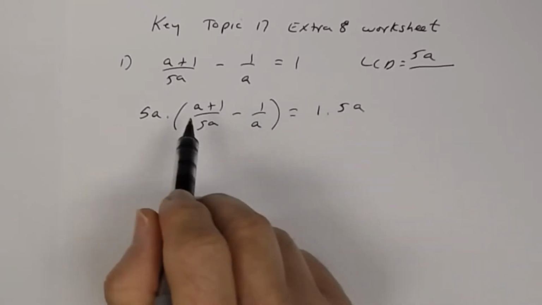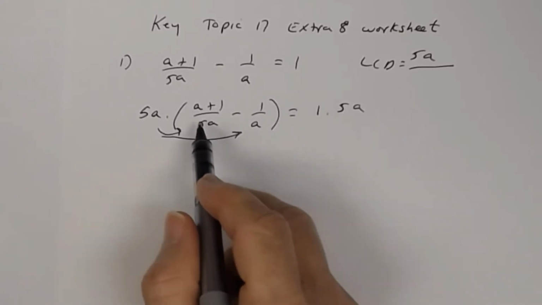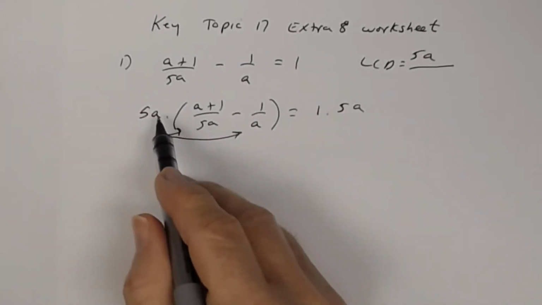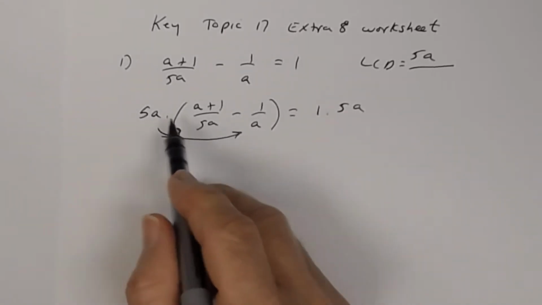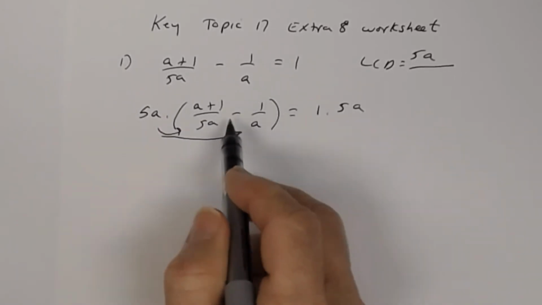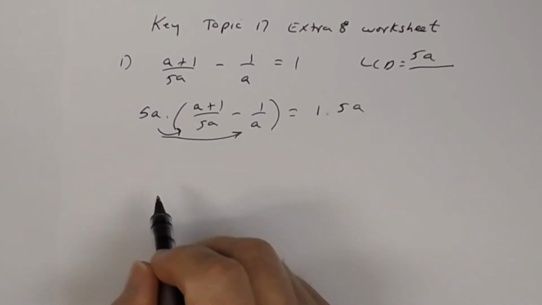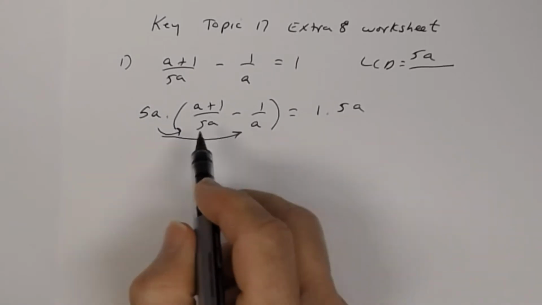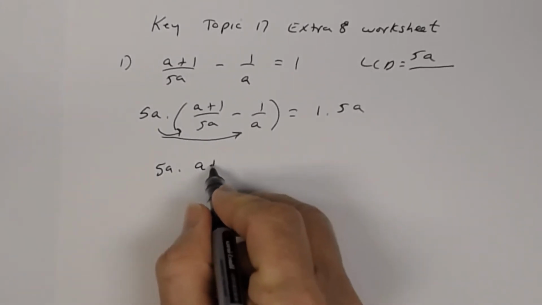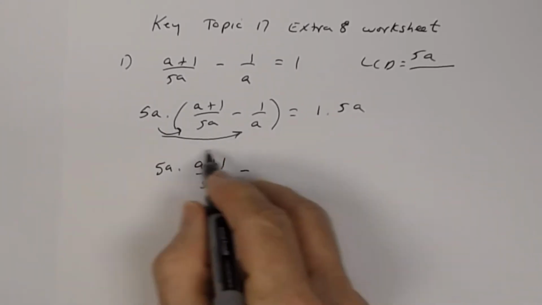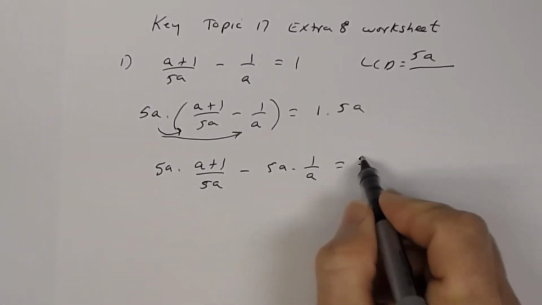Now I have to clear the parentheses, so I'm going to distribute the 5a. Many students mess up and they reduce first. You cannot reduce first, because if you reduce the 5a's incorrectly and then distribute the 1, you're going to forget that this also has to be multiplied by the LCD. So be careful. Multiply first. I get 5a times the first rational expression minus 5a times the second rational expression equals 1 times 5a, which is 5a.